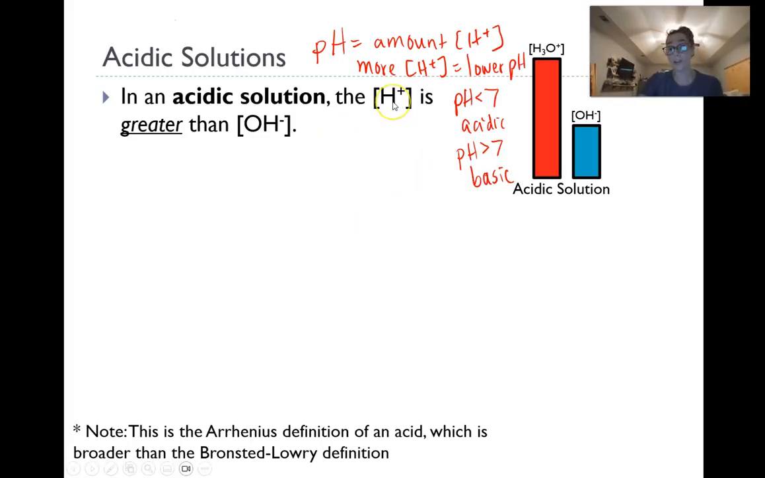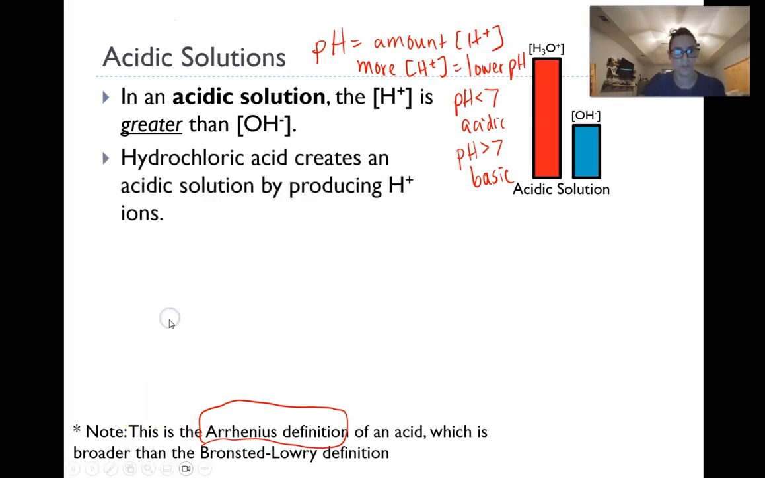Okay, so if you have more hydrogen than hydroxide, then you're going to have an acidic solution. And this is actually a different definition of an acid. This is what's called the Arrhenius definition. Remember, the Bronsted-Lowry definition was that an acid is a proton donor. The Arrhenius definition is a bit broader, and it's saying anything that increases the hydrogen ions in solution is an acid. So just know there's a slight nuance between the Arrhenius and Bronsted-Lowry definitions. Remember, Arrhenius says anything that increases hydrogen ion concentration is an acid, whereas Bronsted-Lowry says it has to donate those protons.